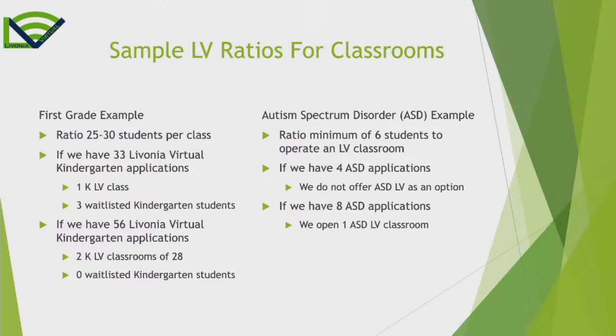And then one of the questions also: will our local center students have the ability to apply for Livonia Virtual? Dr. Terrill and I have worked on some ratios. If those classrooms are possible, they're only possible if we reach certain thresholds. So for example, in our ASD classrooms, a minimum of 6 students would be needed to operate an LV classroom. Again, that has to do with staffing and feasibility of being able to offer such a program. If we have 4, we would not offer ASD LV as an option next year. If we have 8, we could open 1 ASD LV classroom. And obviously, I would work with student services on those unique registrations.